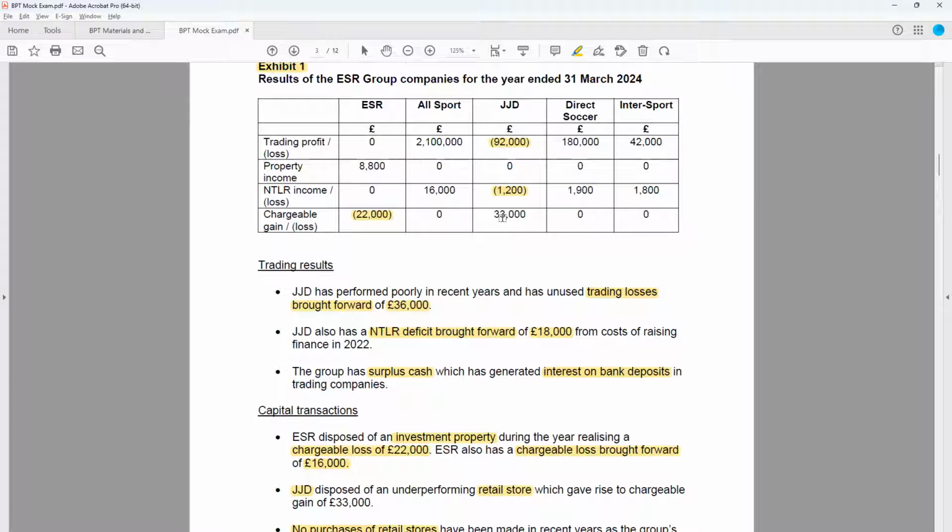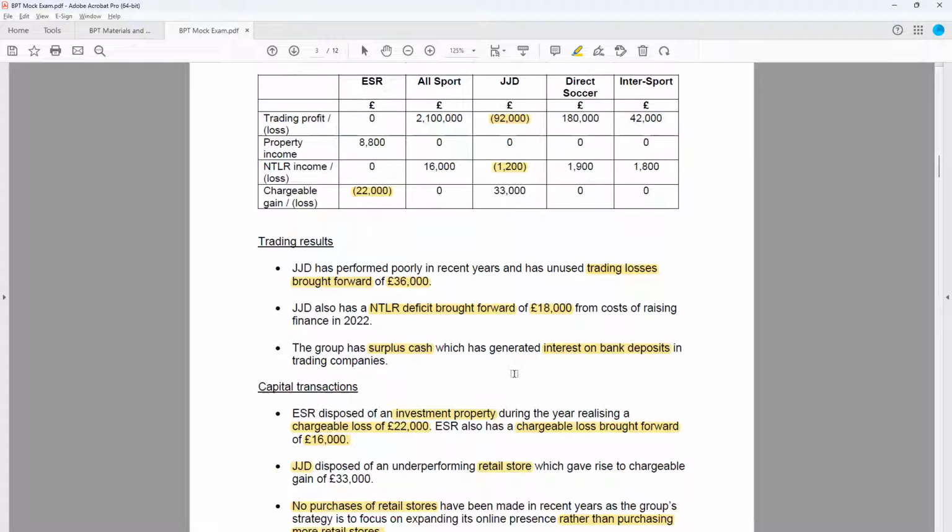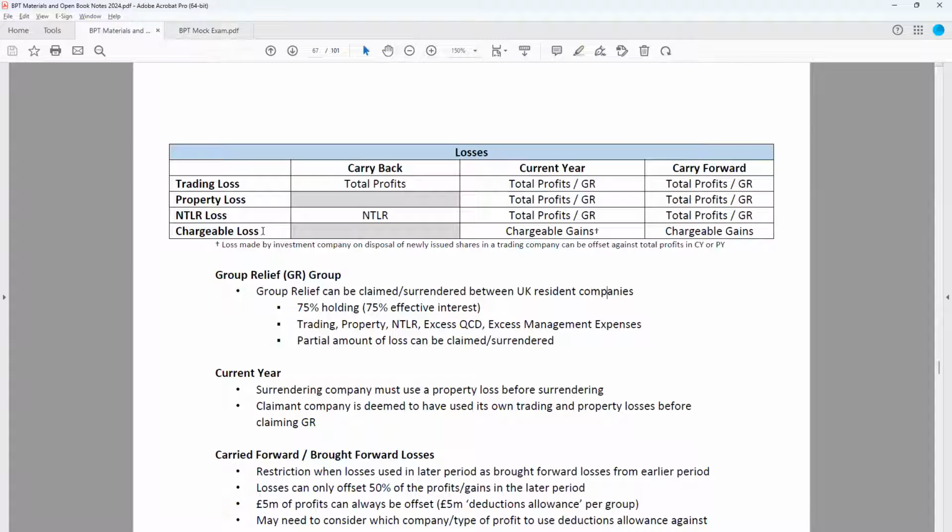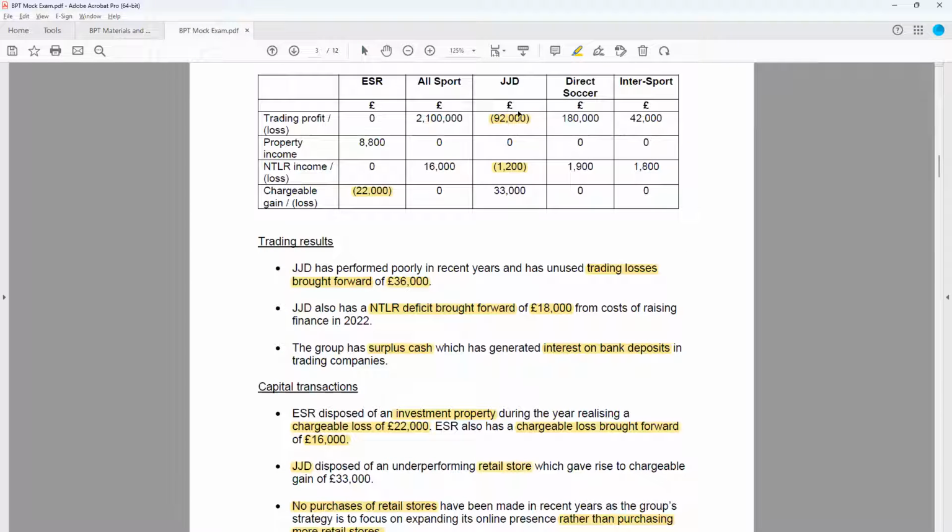Plus also, we don't really need to roll this gain over because we can cover it with the chargeable loss. There's a chargeable loss in the current year, but there's also the chargeable loss brought forward. So the way to do that, remember, when you're in a chargeable gains group, it's not only the loss that can move. Just like with a group relief group, it's the loss that moves.